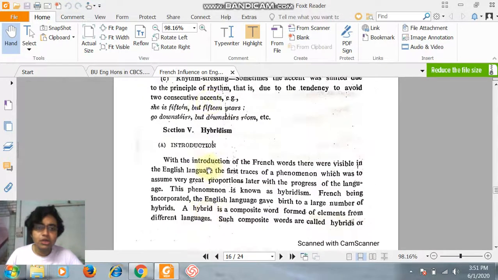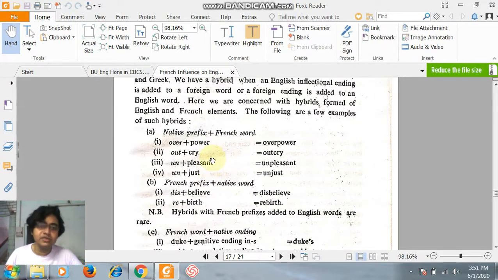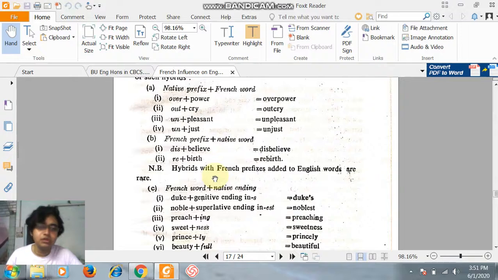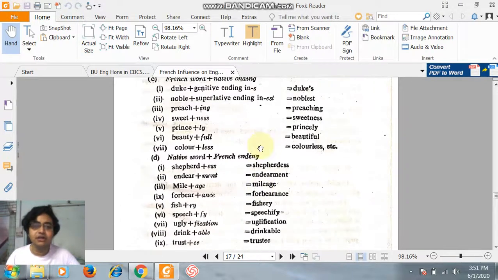Now, talking about hybridism, we can also say that various hybrid words, like a native prefix along with a French word, created a new word. For example, native prefix over and French word power created overpower. Native prefix out and French word cry created outcry. Native un and French pleasant created unpleasant. Native un and French just created unjust. French prefix dis and native word believe created disbelief. French prefix re and the native word birth created rebirth.